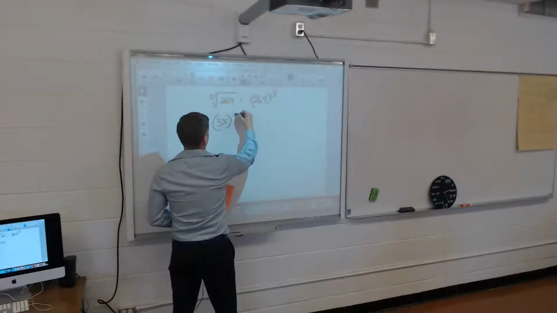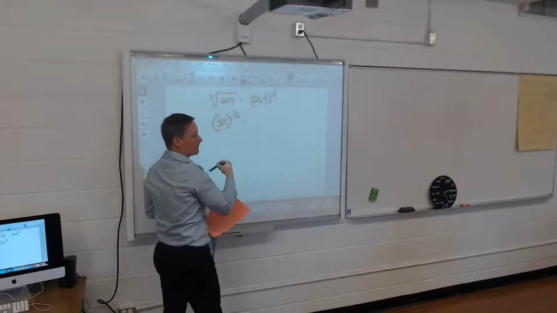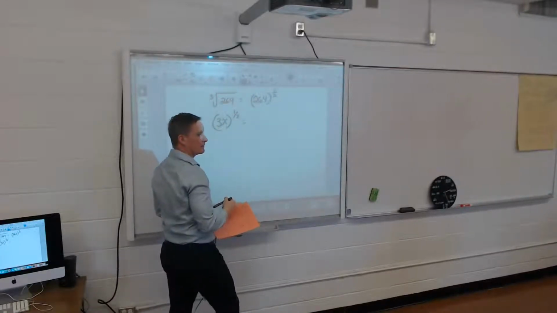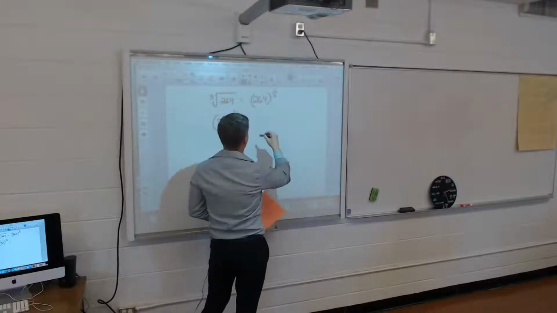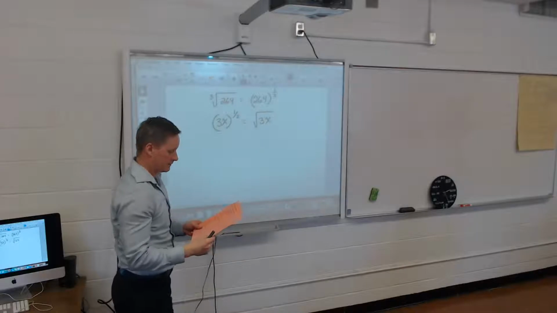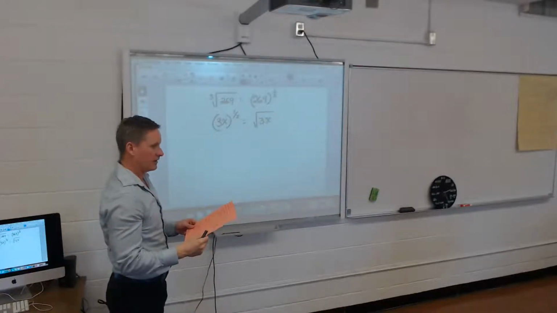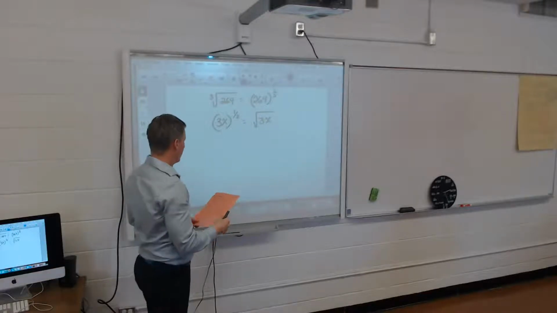Okay. 3x to the 1/2. Well, if the cube root ended up being 1/3, what does the 1/2 end up being? Square root. So there's your answer. Square root of 3x. Okay. So far, so good? All right.